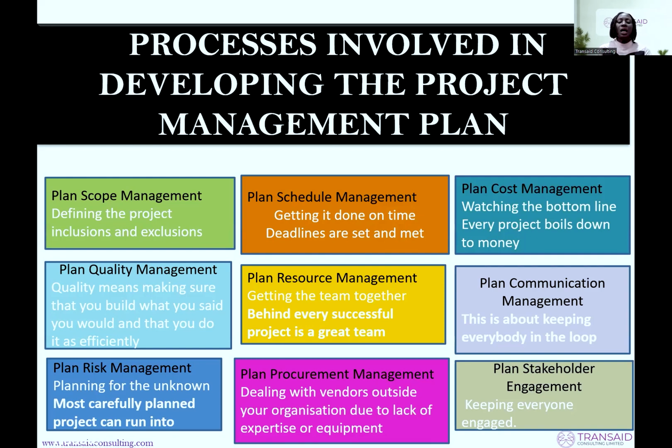Something can still happen. Plan procurement management, dealing with vendors outside the organization due to lack of expertise or equipment. The project may be beyond you. You may not be able to supply all the equipment and the resources, so you need to engage other people, sellers, contractors, and the rest of them. Plan stakeholder engagement, keeping everybody engaged. If you have stakeholders that are resistant to your project, you will fail. But if you have stakeholders that are leading, they will even help you to achieve better results.